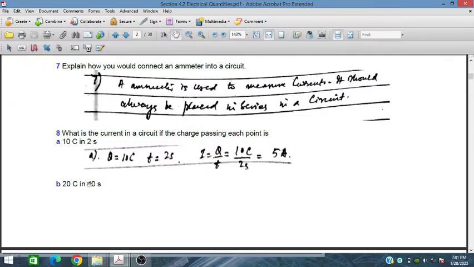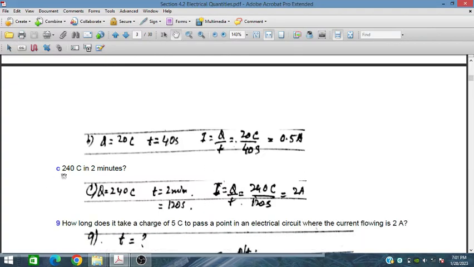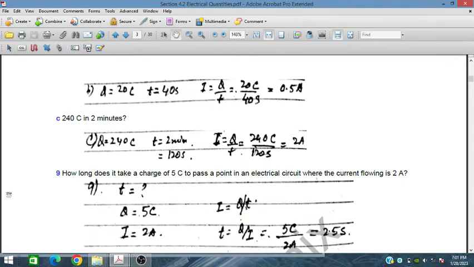For 20 coulombs in 40 seconds, we have 20 coulombs and 40 seconds, so we get 0.5 ampere. For 240 coulombs in 2 minutes, we have 240 coulombs, and 2 minutes is basically 120 seconds. So I is equal to Q upon T. 240 coulombs over 120 seconds is 2 amperes.